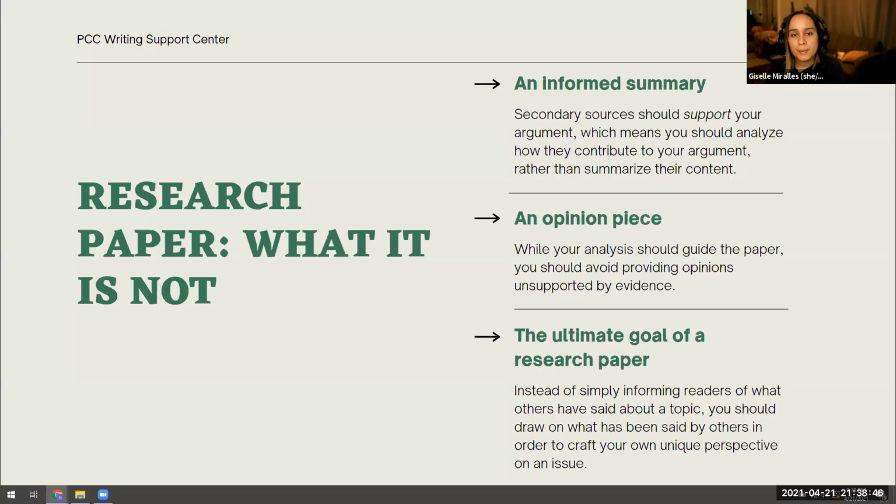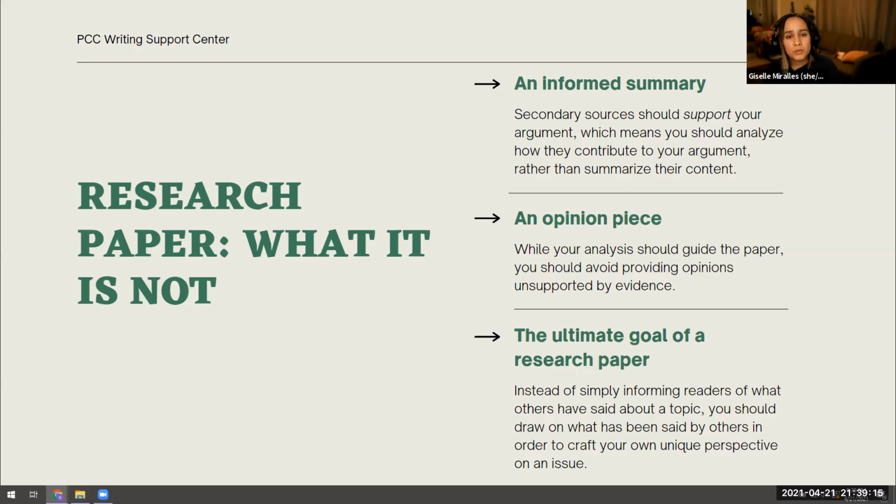So what a research paper is, it's not an informed summary, like I was just saying. Secondary sources should support your argument, which means you should analyze how they contribute to your argument rather than summarize their content. You want to avoid summary, and you want to make sure you're conversing with the articles you're citing, not simply summarizing what the author is saying or repeating what the author is saying.